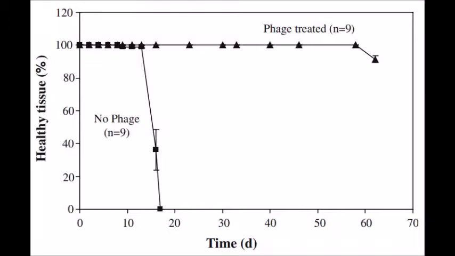As you can see, the phage-treated corals had a greater percentage of healthy tissue than those without phage. In each of the aquaria that did not receive phage, all 9 corals began to lyse after 14 days, and were completely devoid of tissue after 17. In the aquaria that contained phages, all corals remained healthy for at least 2 months.